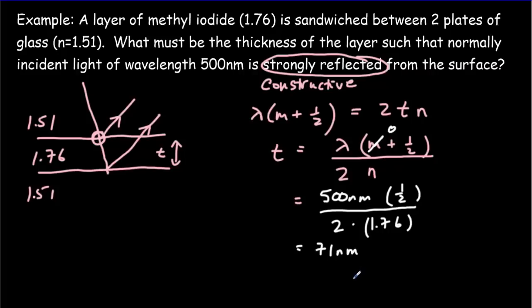Now that's not the only thickness that will work. I could also put an m equal to 1 in here, and I get a second value. That should come out to be 213 nanometers. And if I do a third value, I'd get 355 nanometers. So this second value here is 3 times as big as the first value. And this value here is 5 times as big as the first value.